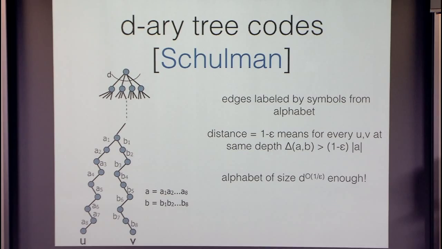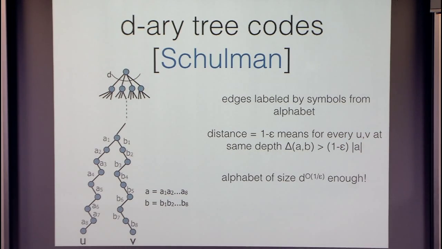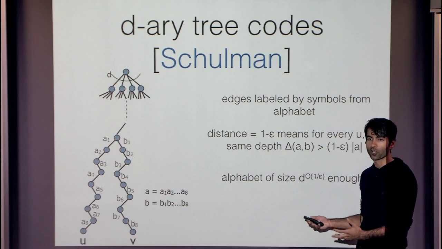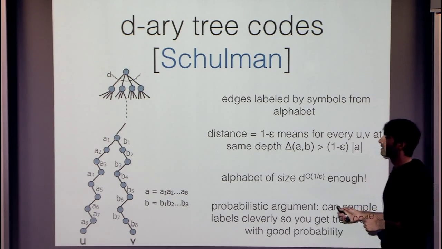Okay, and it's not trivial to construct such a tree code. For example, it's easy to see that just a completely random labeling will not work. Nevertheless, Schulman shows a different way to sample the labels in such a way that you get such a tree code with good probability.